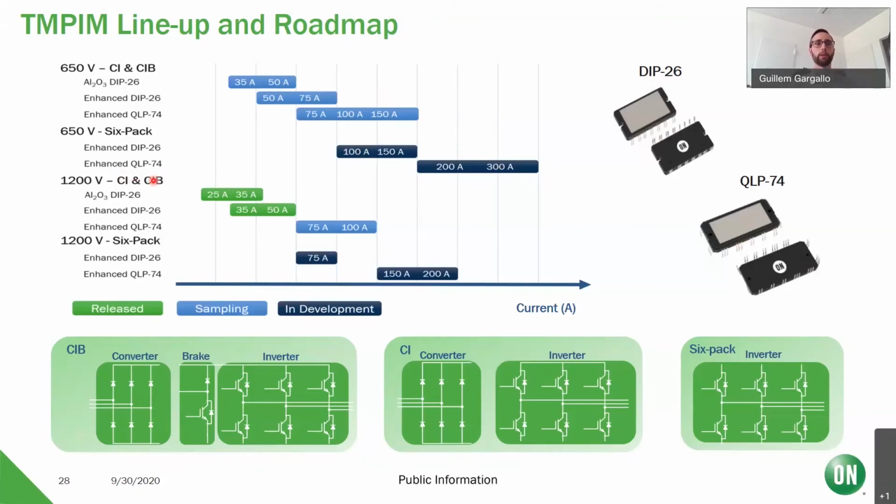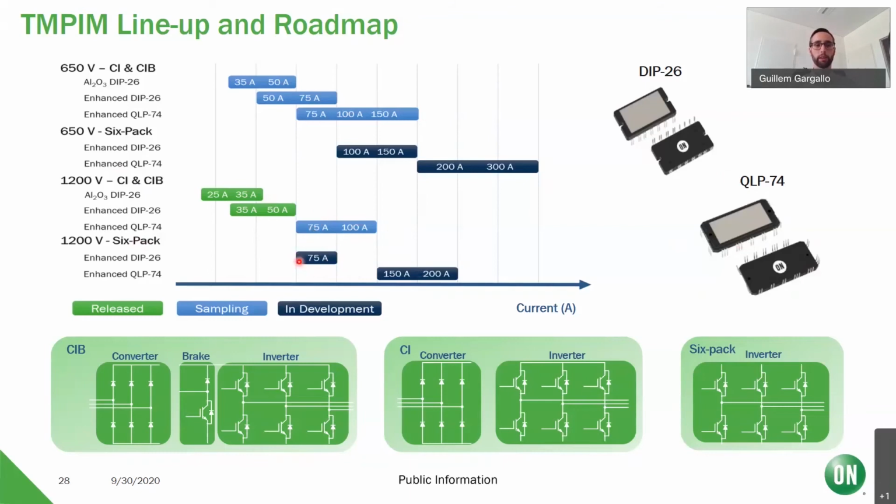Then we have the 1200 volt portfolio, which is already released in the DIP26 for 25 to 35 amps with standard DBC and 35 to 50 amps for the enhanced DBC. Then we are also sampling 75 and 100 amp CI and CIB modules in QLP74. Finally, we started the development as well of our 6-packs in 1200 volts.